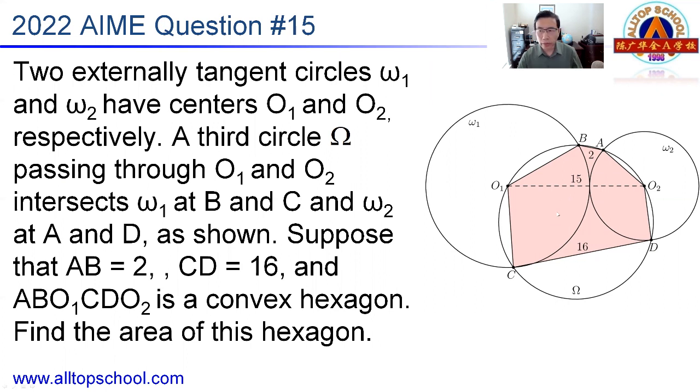So ABO1, CDO2 is a convex hexagon. We need to find this hexagon's area. This is already highlighted. Looking at this diagram, there isn't any symmetry or anything.